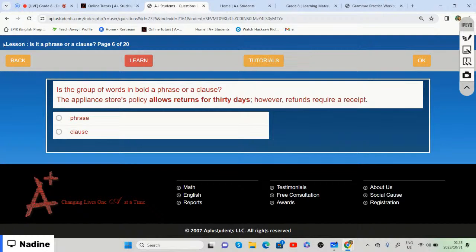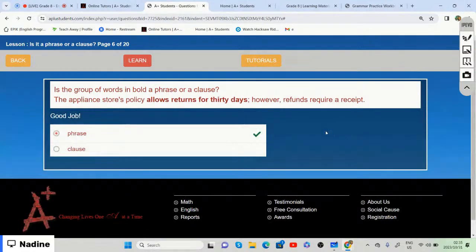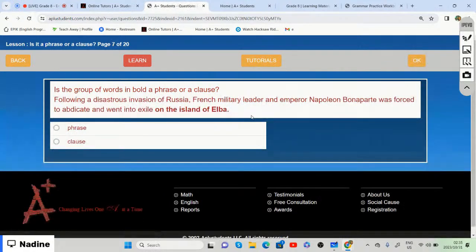So allows returns for 30 days. That is not a complete sentence, right? Because if somebody just says allows returns for 30 days, it's not a complete sentence. So we can say this is a phrase. Because remember we said a clause has a subject, has a predicate, and it basically takes the place of a complete sentence.